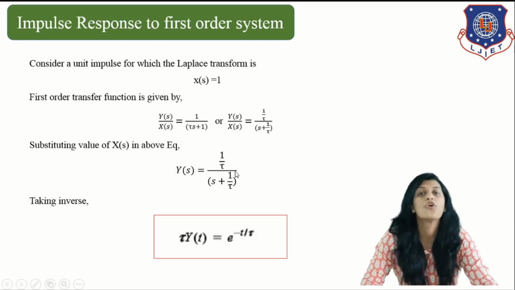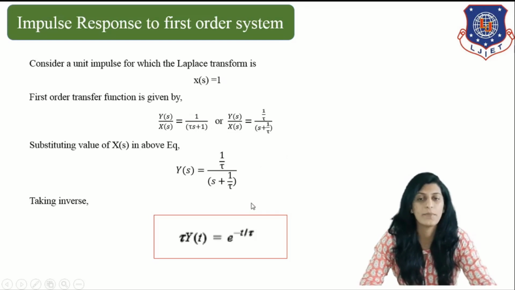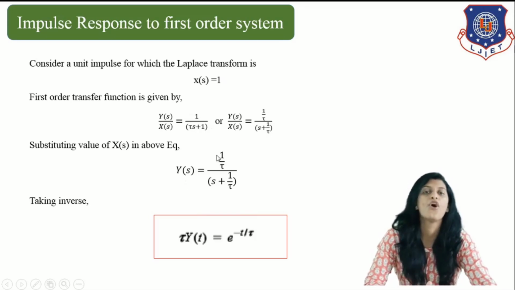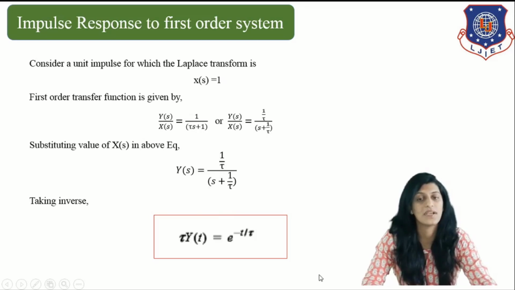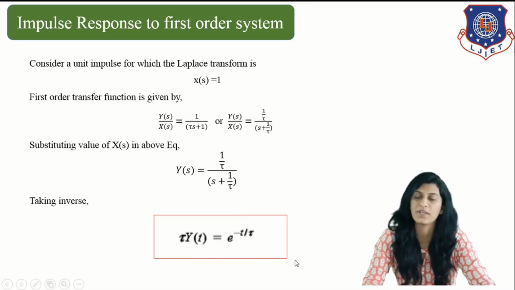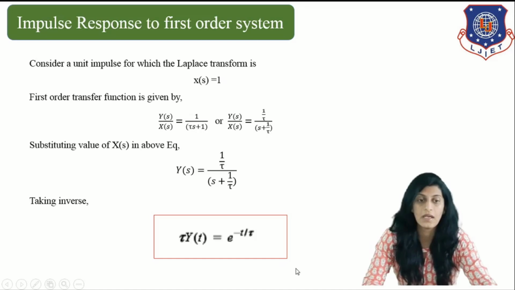Taking tau common from numerator and denominator, you can obtain the equation in the form of Y(s) equals 1 by tau upon s plus 1 by tau. Now once you take its inverse, it will be in the form of e raised to minus t by tau upon tau. I have simply multiplied by tau here, so it will be tau times y(t) equals e raised to minus t by tau. So this is the desired output for the impulse response system.